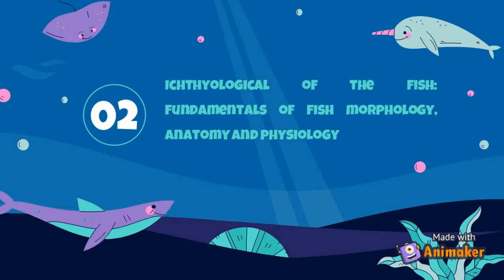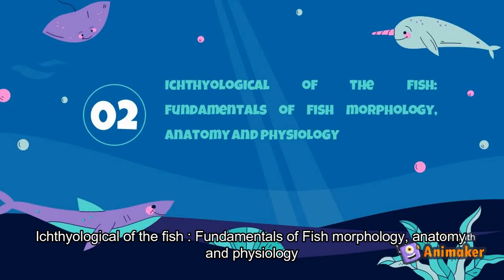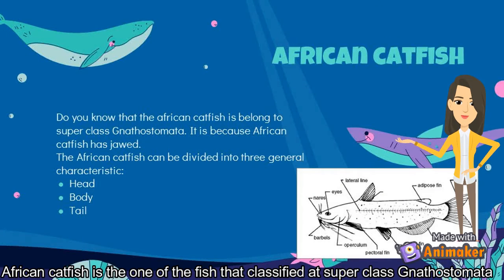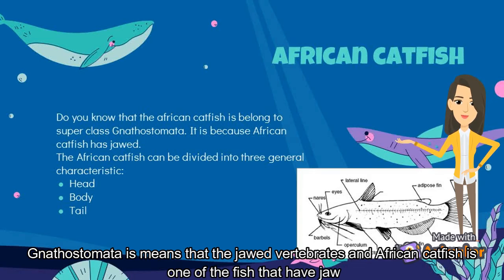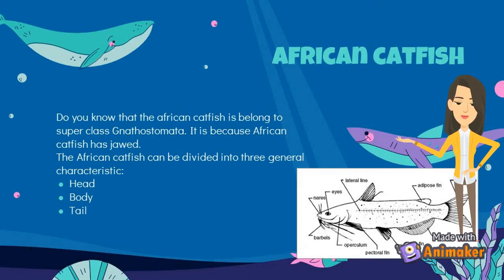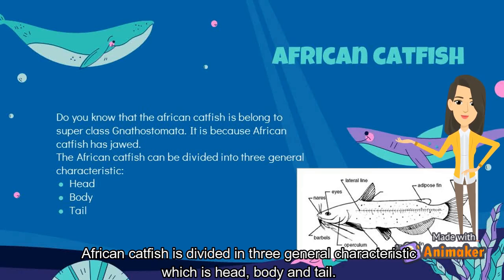Etiology of fish, fundamentals of fish morphology, anatomy and physiology. African catfish is one of the fish classified in the superclass Gnathostomata. Gnathostomata means jawed vertebrates, and African catfish is one of the fish that has a jaw. African catfish is divided into three general characteristics, which are head, body, and tail.